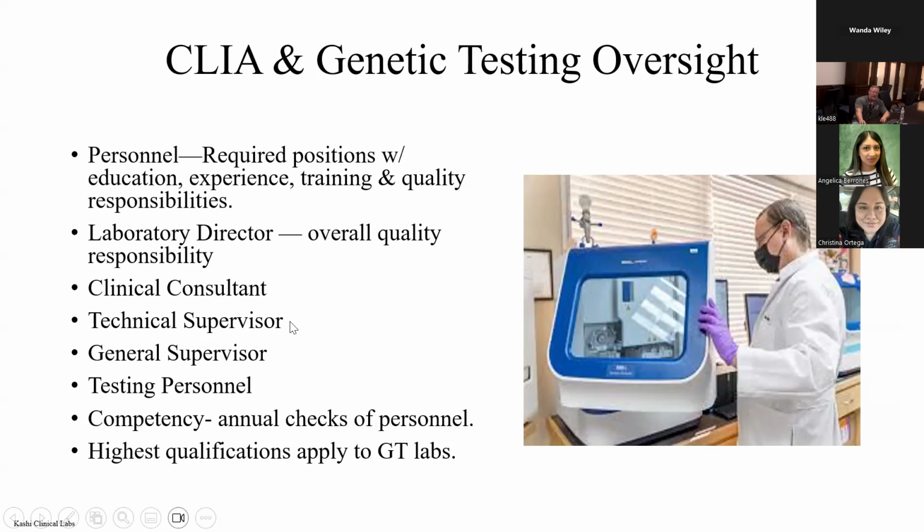You could maybe have a technical supervisor or a general supervisor. You're going to have your testing personnel. And then we did it every 6 months, but at least every year, everybody that's doing testing has to be verified and tested to make sure that they're competent. And the highest parameters and highest level of qualifications is applied to genetic testing labs. So this is a tough thing to get set up. And unfortunately, unlike chemistry and hematology testing, you can't go to school to learn how to do genetic testing.